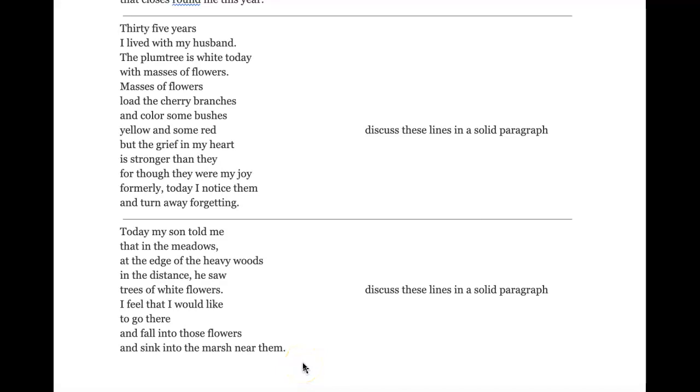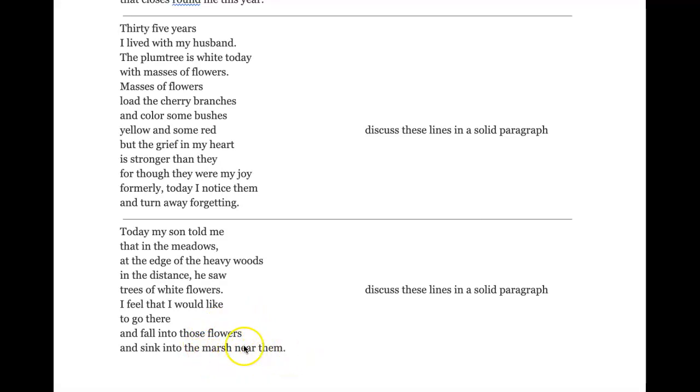So if we're looking at this language here, she's talking about flowers throughout the entire poem, and it's clear that these flowers used to bring her joy, but they're no longer doing so. And so this line seems to suggest maybe she wants to surround herself with that joy or feel and experience joy again. But then it's followed up by her saying she wants to sink or drown into the marsh, or another word for marsh would be swamp, near them.